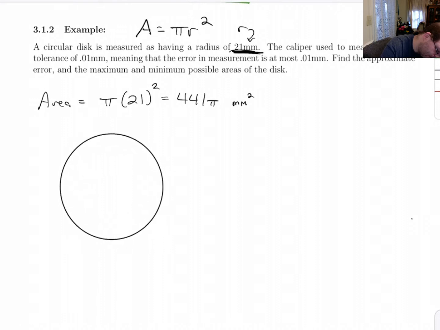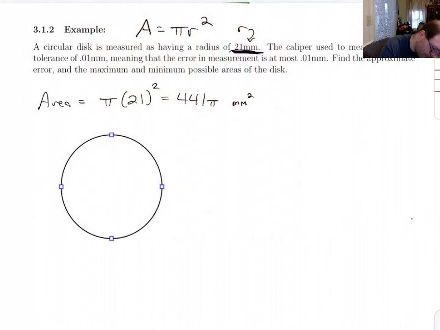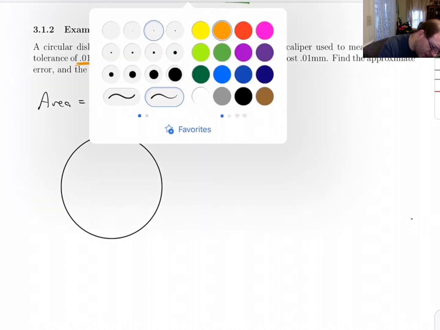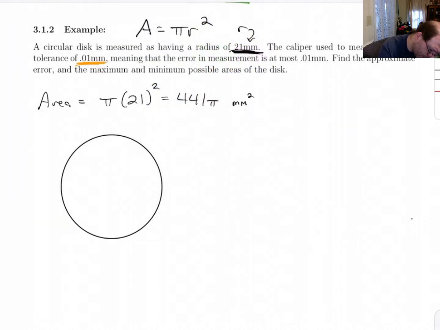So we've got a circle that looks like this. However, it's saying that tolerance is 0.01 millimeter, which is pretty small. But 0.01 millimeters, that means that instead of the radius going from here to here, it might be slightly longer or slightly shorter. So what that means is the area might be off by a small amount.